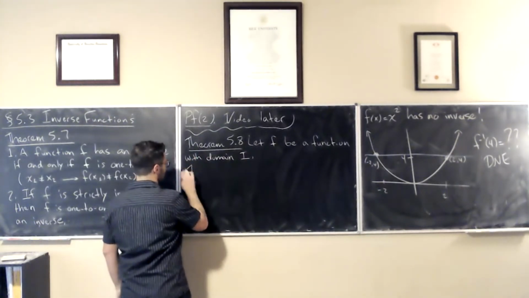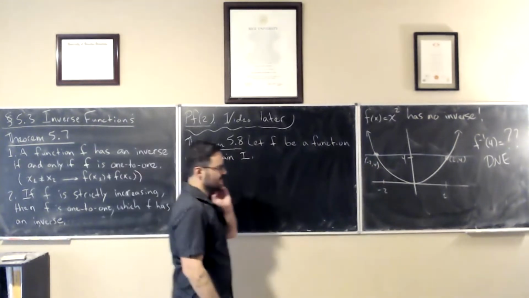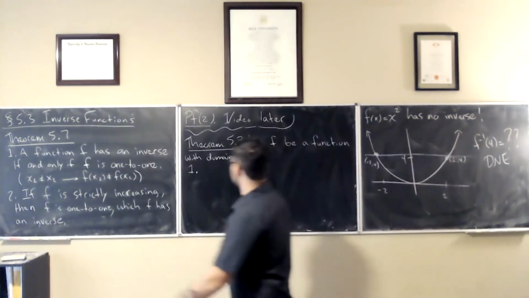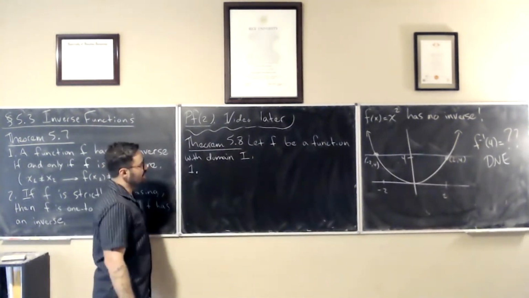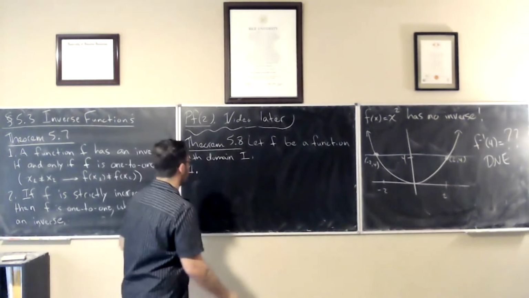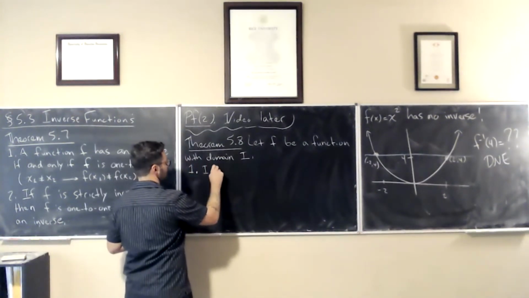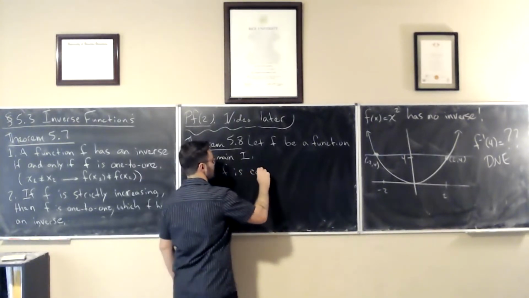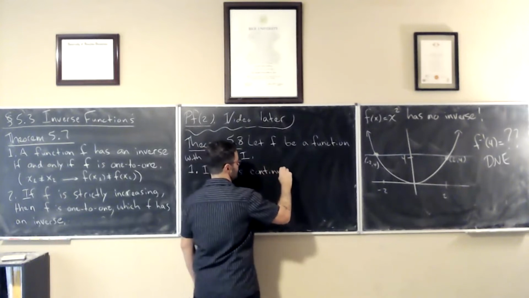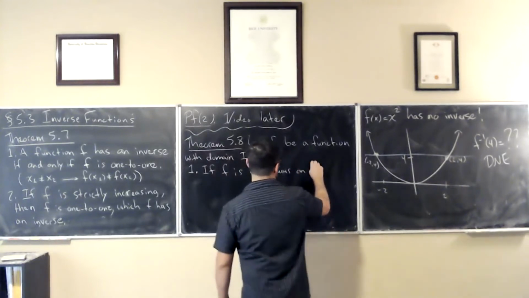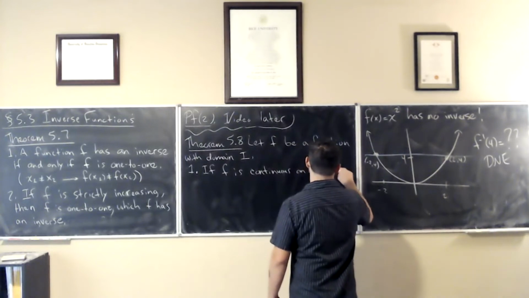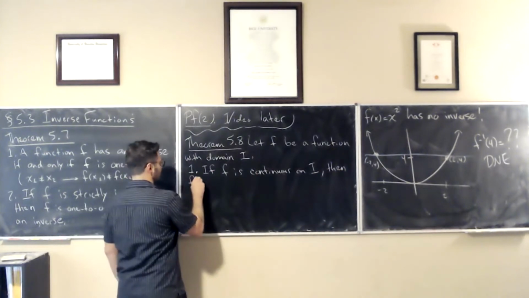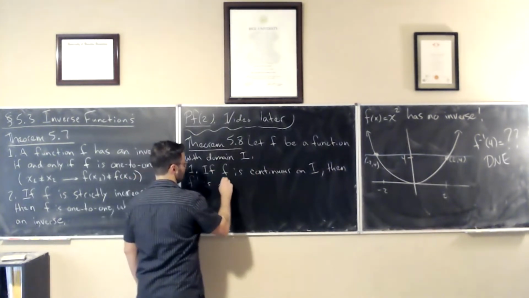Okay, so there's several parts to this theorem. The first two kind of say the same thing, or no, well, sort of. So if f is a function with domain I, then if f is continuous on I, then assuming that the inverse exists, f inverse is also continuous on its domain.